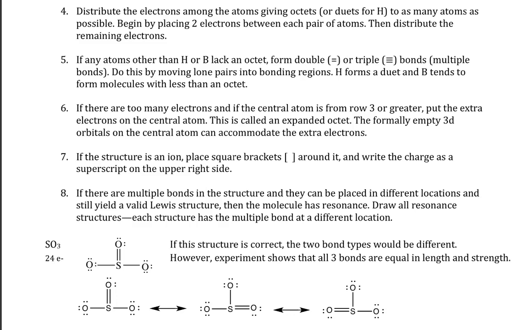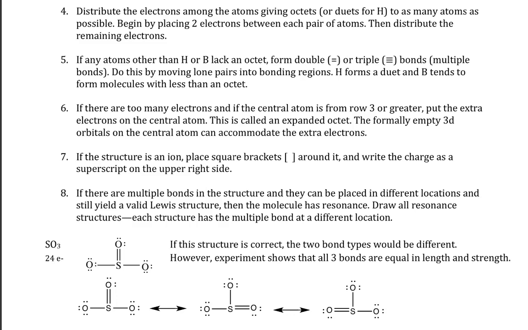If any atom other than hydrogen or boron lacks an octet, form double bonds, which are 4 electrons and drawn like that, looks kind of like an equal sign, or triple bonds, which are composed of 6 electrons. These are called multiple bonds. Do this by moving lone pairs into bonding regions. Hydrogen forms a duet, and boron tends to form molecules with less than an octet. So those are the 2 main exceptions we will have to think about with respect to this octet rule.